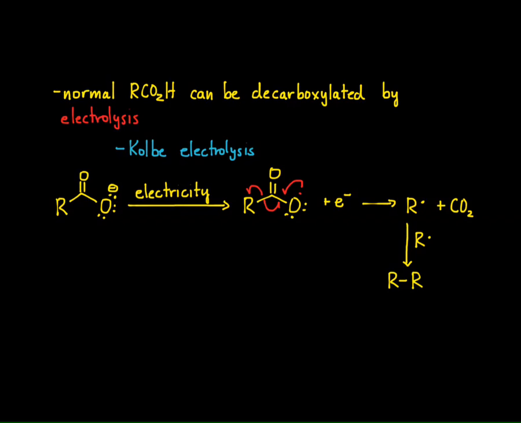Now I'm generating lots of radicals in the process, and those radicals can react with one another to produce alkanes. Carboxylic acids can produce alkanes in the presence of electricity. Okay, so that's the key: electricity, carboxylic acids produce alkanes.